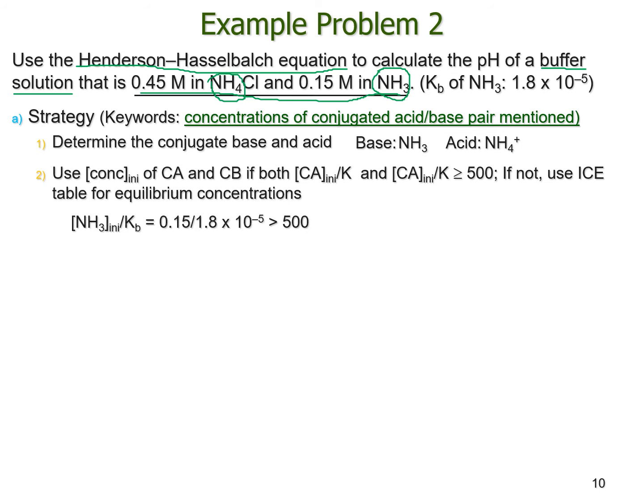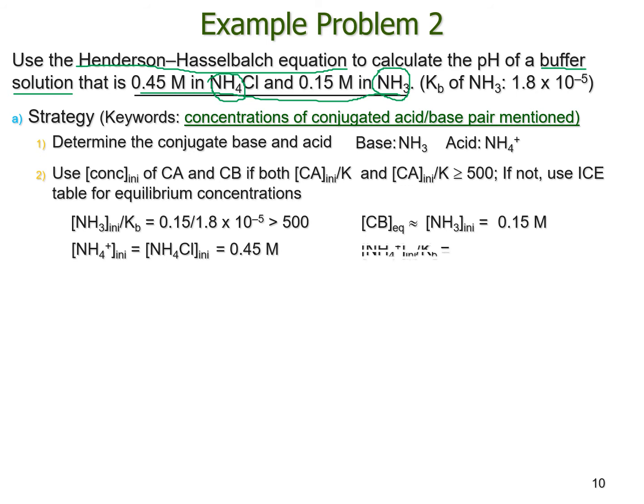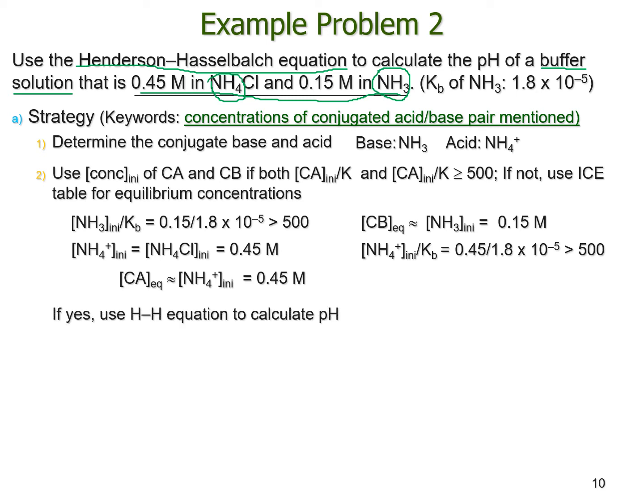We have the initial concentration of ammonia divided by Kb, and we find it's greater than 500. And we have the initial concentration of ammonium, which is the same as the concentration of ammonium chloride, 0.5 molar, so definitely it's greater than 500. So we can use the initial concentration of ammonium as its equilibrium concentration. If the answer is yes, as we found, we can use the HH equation: pH equals pKa plus log of the initial concentration of Cb divided by the initial concentration of Ca.